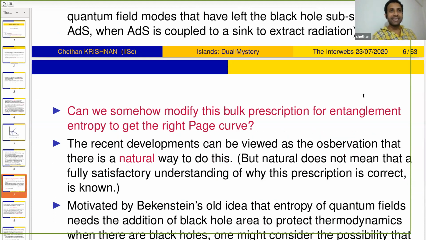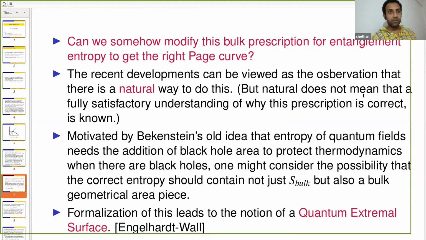That's probably the way in which it is most natural to think of the current developments, because Hawking's calculation had S bulk, which came just from these effective field theory modes. The recent developments can be viewed as the observation that there is a natural way to correct it. That correction is motivated by Bekenstein's old observation that if you wanted thermodynamics to not fail in the presence of a black hole, you had to add the black hole entropy, or the area, to the bulk thermodynamical entropy.